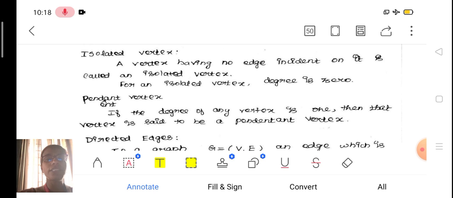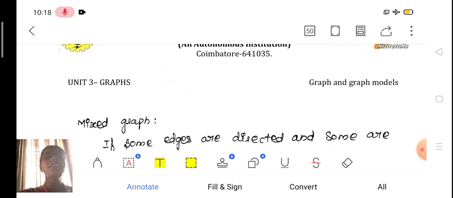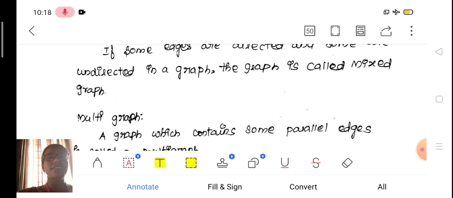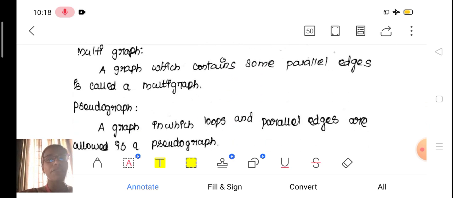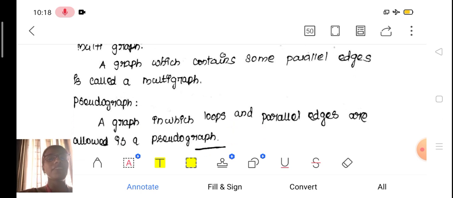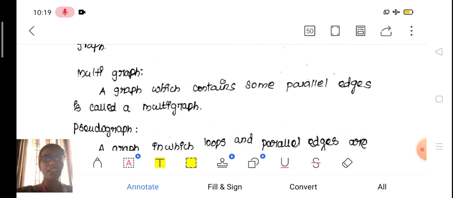Simple graph, isolated, pendant, directed edge, digraph, undirected graph, and a few more things, which is mixed: some edges are directed, some are undirected. That type of graph is called a mixed graph, but here we don't have an example. And a multigraph will have some parallel edges. A pseudograph will have loops and parallel edges. At the beginning of the unit we saw one graph, and in that graph we have loops and parallel edges, so that is called a pseudograph.